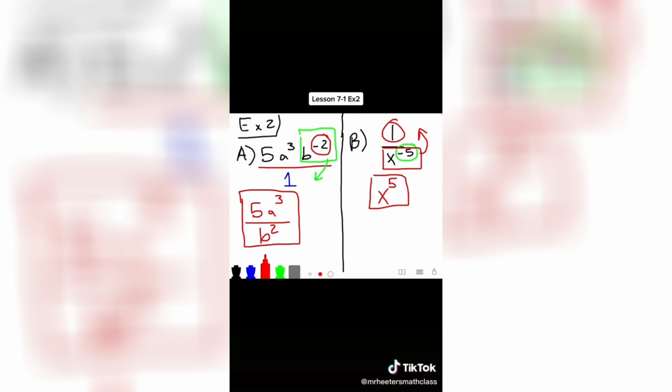So anytime you have a negative exponent, all you really have to do is flip it through the line on the fraction, and it will change from a negative to a positive.